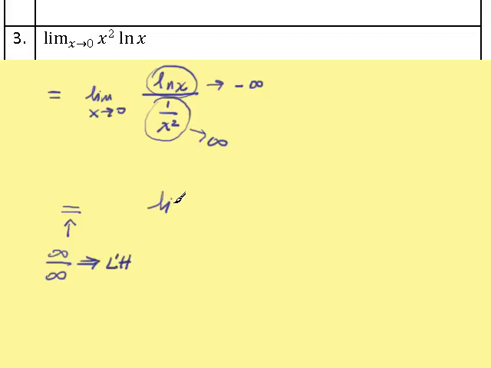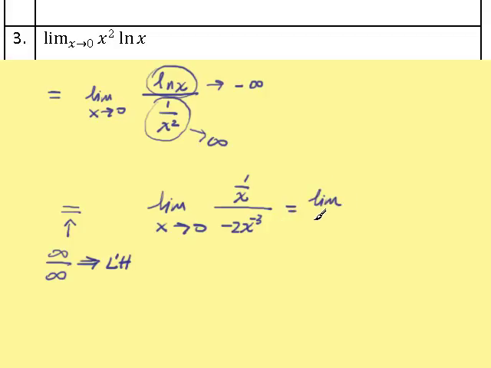All right, so we have limit x goes to 0. Derivative of the numerator is 1 over x. Now in the denominator here, we have x to the minus 2. So take the derivative and we have minus 2 x to the minus 3. And let's just simplify this expression. Let's multiply top and bottom by x cubed.